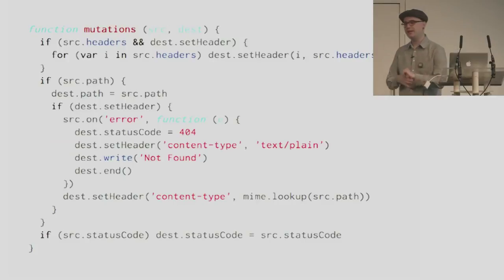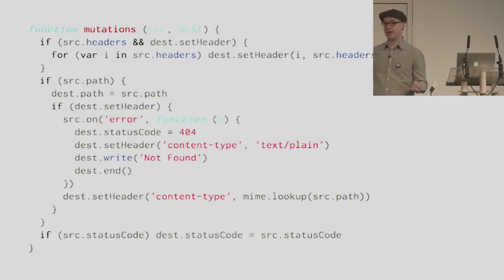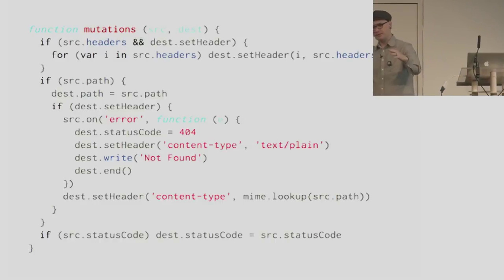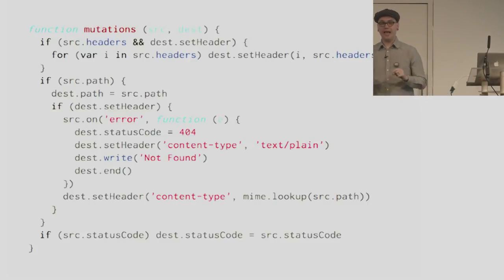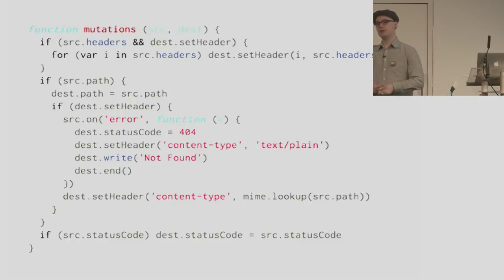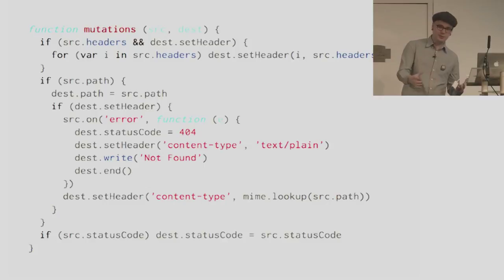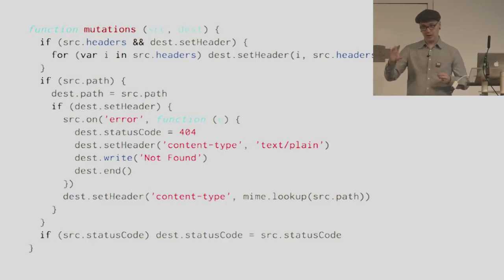OK, so here's the mutations function. This is where the magic happens. So if the source has headers, we want to set those headers on the destination if the destination can have headers set. Remember that the response object itself now has to masquerade as both of these types. So it has a headers property. It has a set header property. So anything that's getting piped to it or anything that's getting piped out of it, it's going to pick up all of that data off of it.